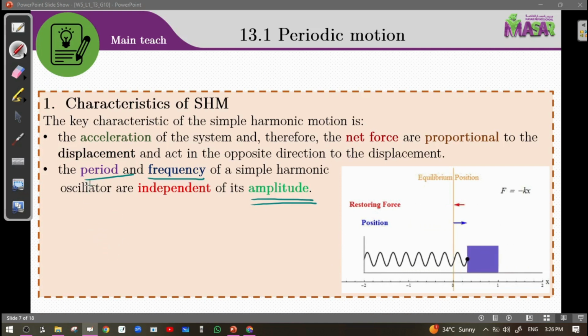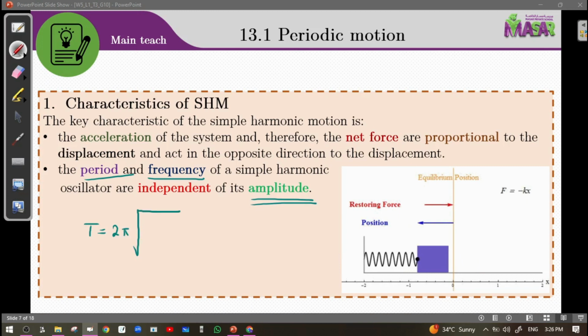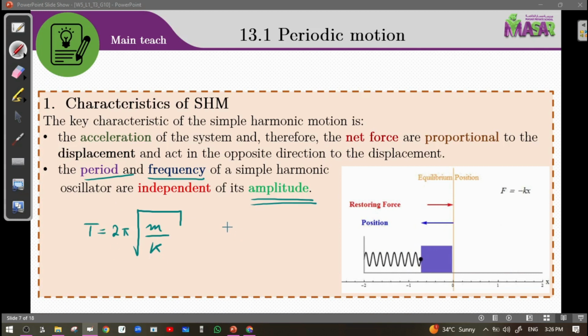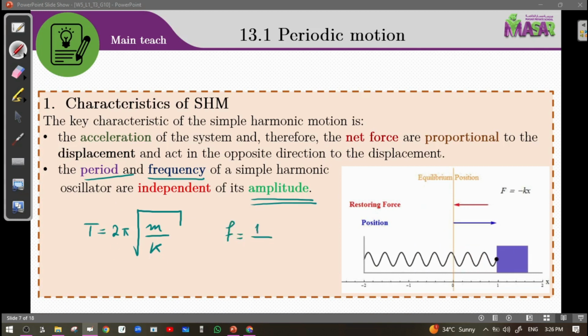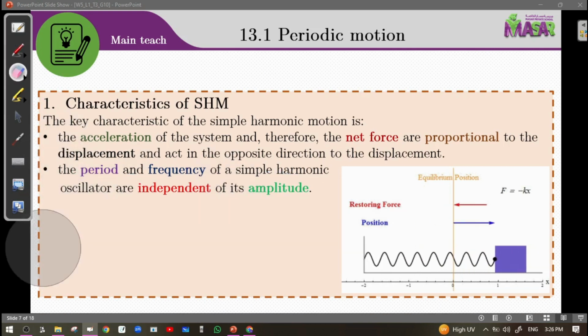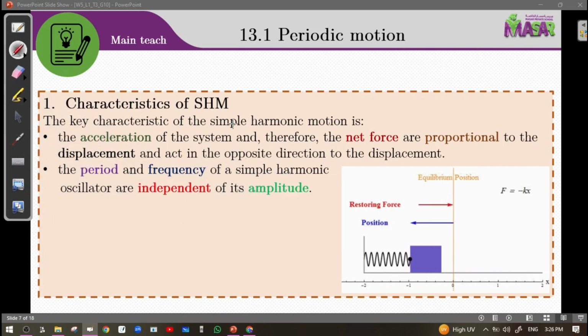According to the formula, the period is given by 2 pi square root of m over k. So the amplitude does not appear in our equation, as well as in the frequency, which is given by 1 over 2 pi square root of k over m. So we can say that changing the amplitude won't affect the frequency or the period in the simple harmonic motion, or for simplicity, SHM.